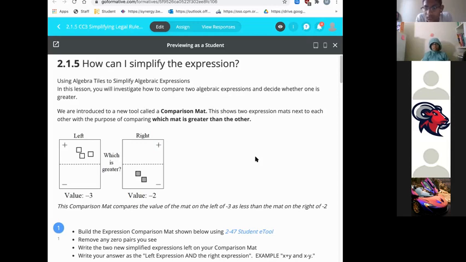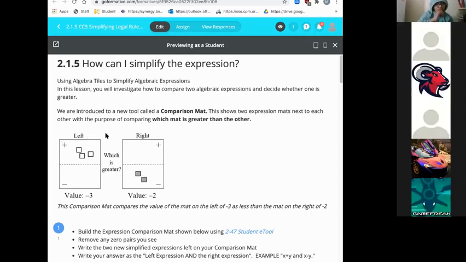215. How can I simplify the expression? So we're just going to look at these things. They call these algebra comparison mats. It shows two expression mats, and it's just wondering which one's bigger.